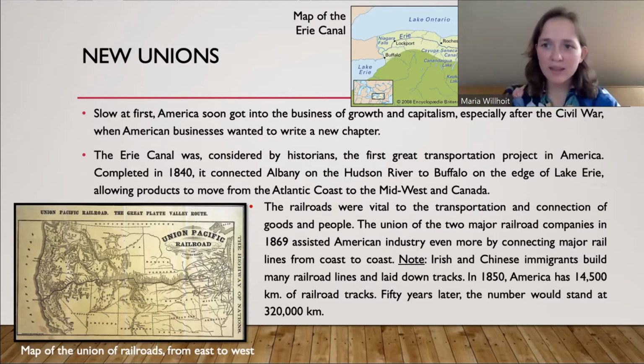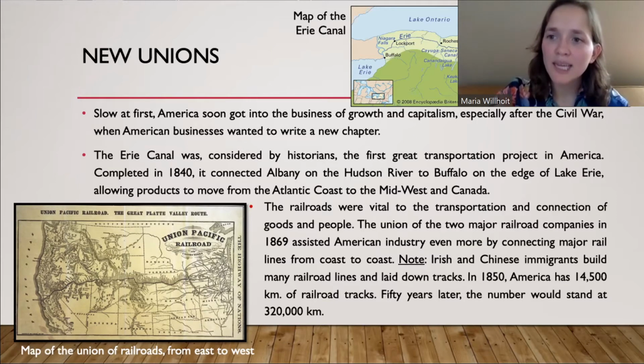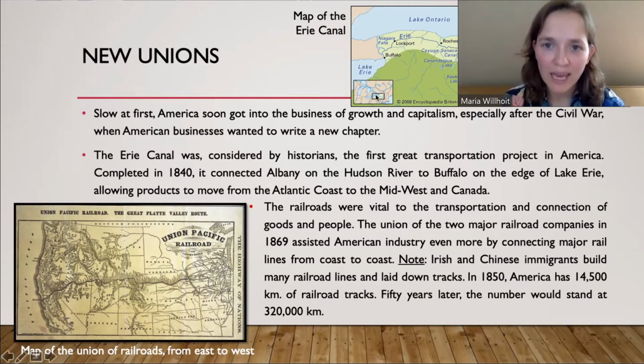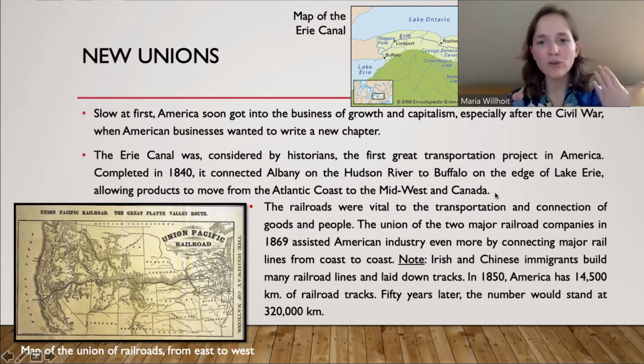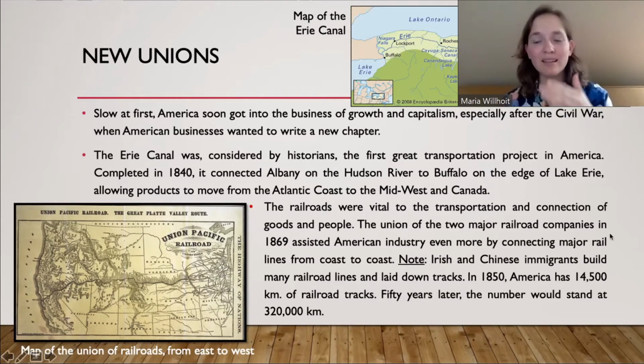The Hudson River is really big, and it crosses New York, and it goes all the way to New York City. And so they built a canal that connected Albany on the Hudson to the lakes. And as you can see here, these lakes are part of Canada and Northern America. So this is really important. So now you can move goods from the Atlantic coast in New York City to Canada and the Midwest. So it was a huge undertaking.